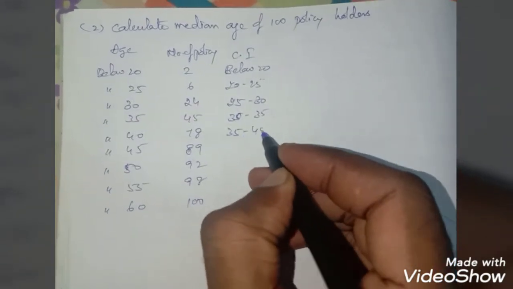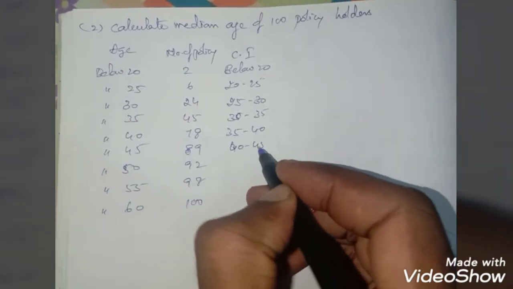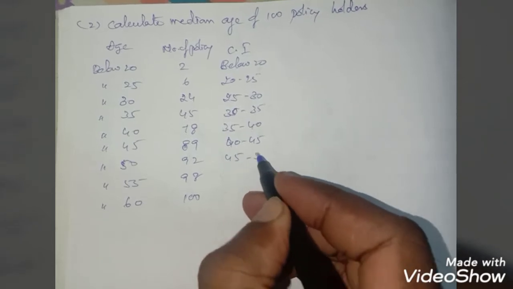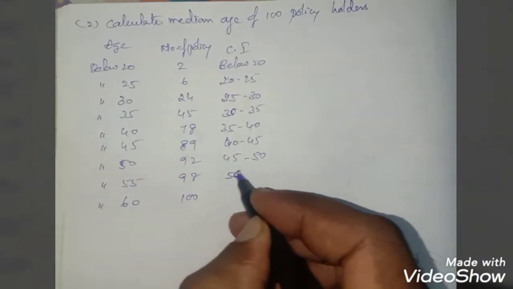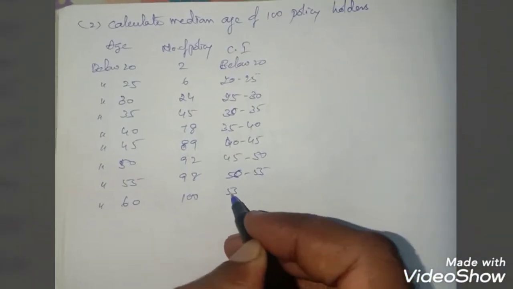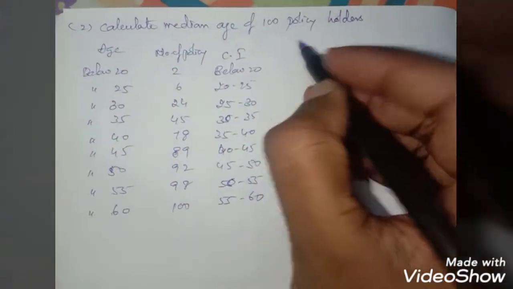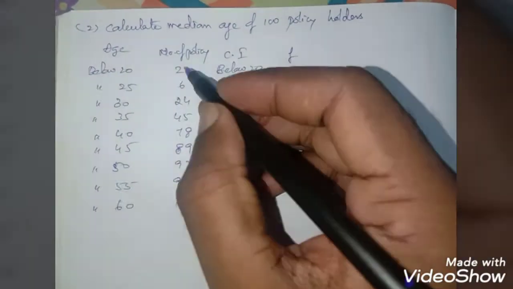Next to 35 to 40. Next to 40 to 45. Next to 45 to 50. Next to 50 to 55. Next to 55 to 60. Next here, frequency. So frequency is of increasing order.